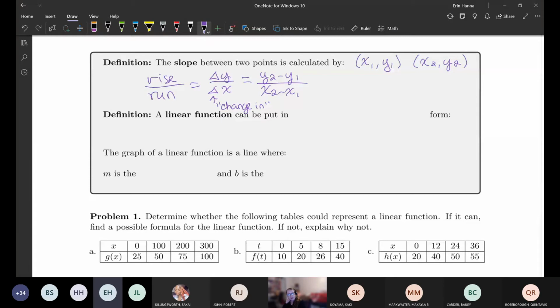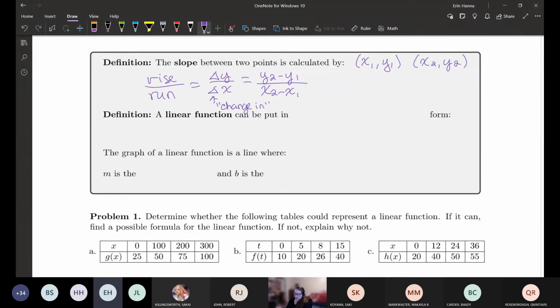One thing is that it does not matter which one you make x1, y1 and which one you make x2, y2. You get to pick. The only thing you need to be super careful of is that if you put one of the y values first, you have to put its associated x value first in the denominator. That's the only thing you need to be careful of. Other than that, it doesn't matter which one you pick.